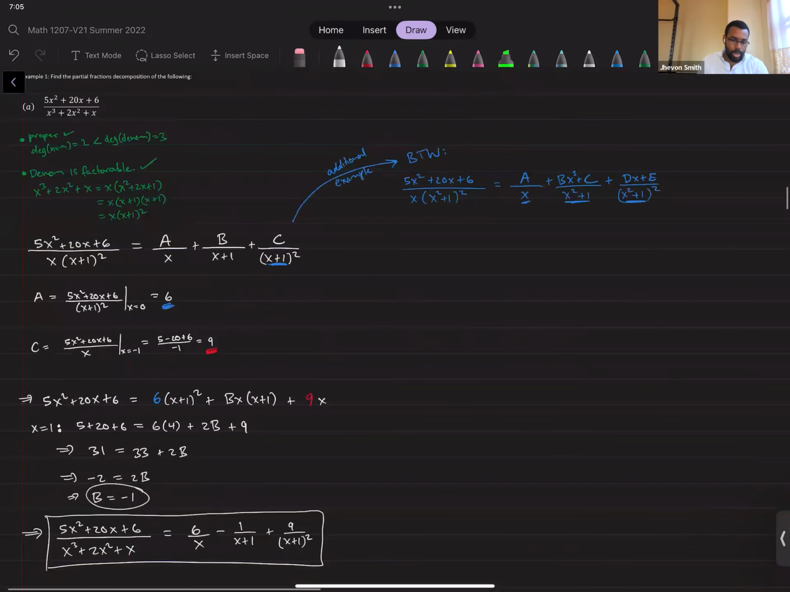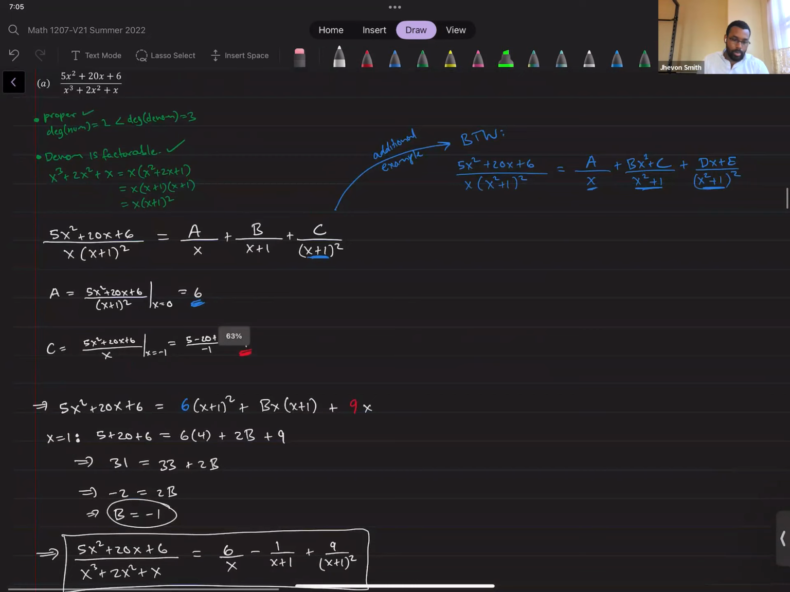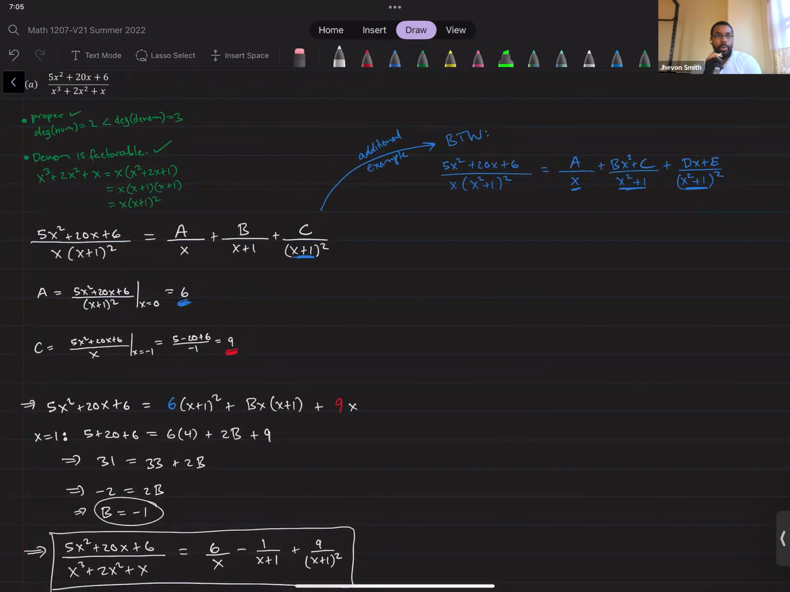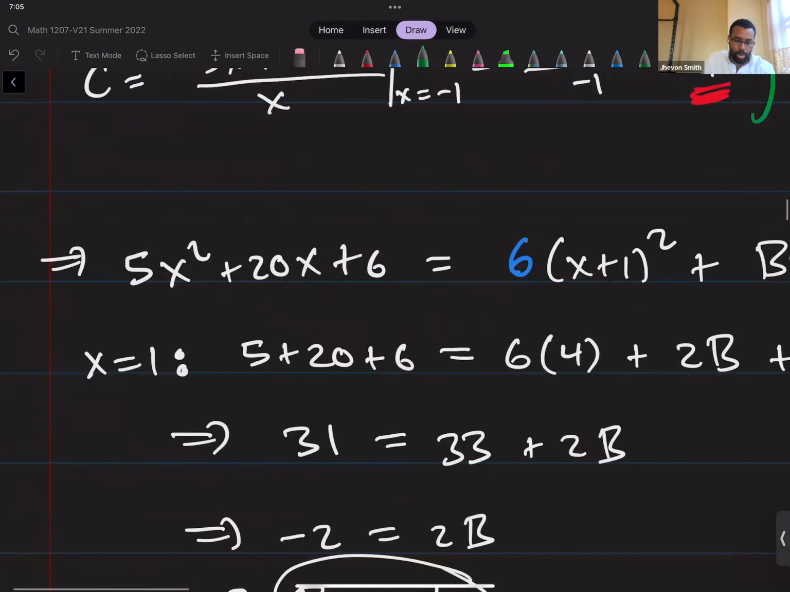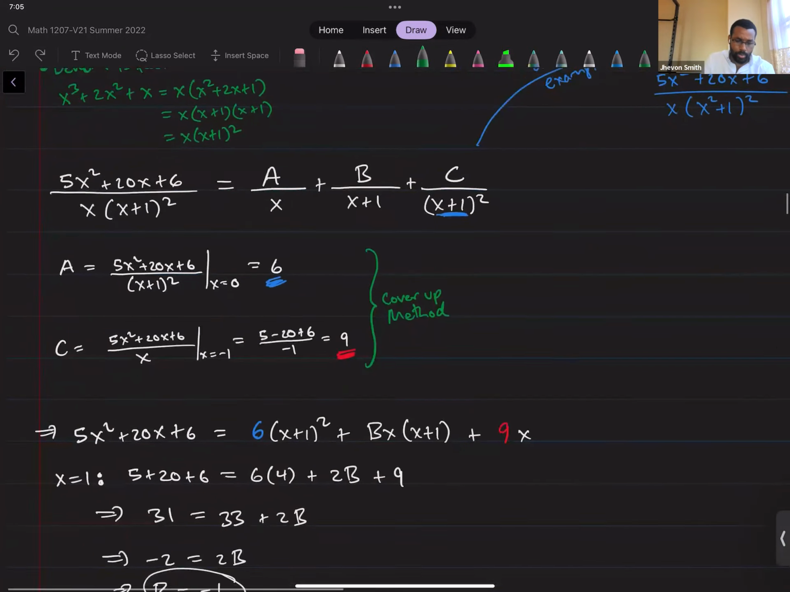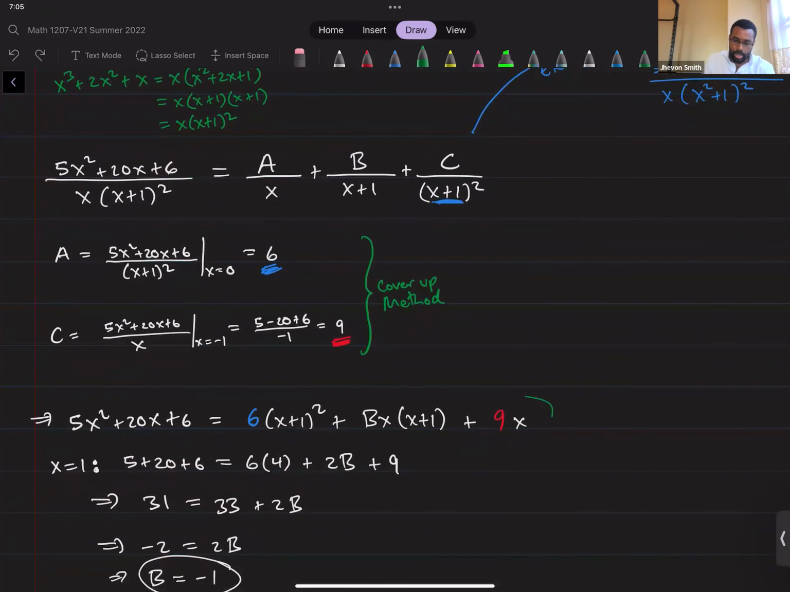Okay, so lots of things happening here. I also used the cover-up method. So that's what happened for these two. But you could actually do something similar to here where you plug in convenient x values into this equation here, which is what we spoke about yesterday.